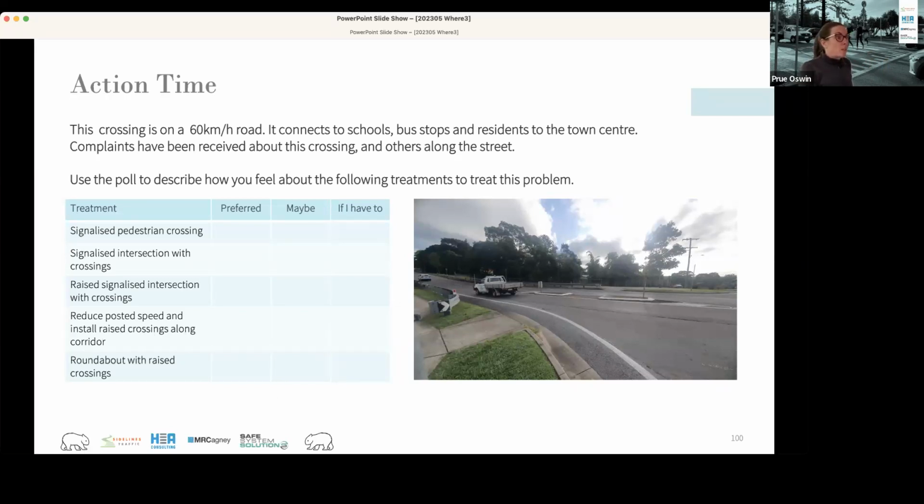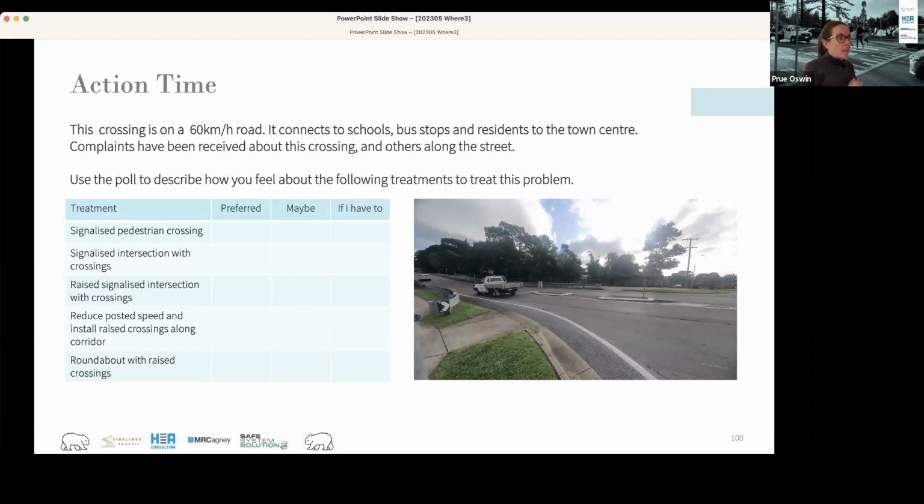Reduce posted speed and install a raised crossing along the corridor. That's probably just as popular as the signalised intersection. So it's certainly something worth keeping in mind in this corridor as well. The other treatments are roundabouts. So you've got free-flowing treatments there where you're not platooning the vehicles, which might complement the roundabout treatments as well, provided you can get that speed limit down and then rely on it to take another 20 k's an hour off at the crossing point.